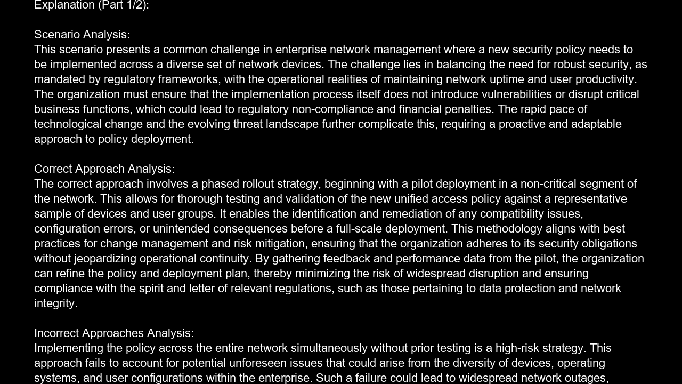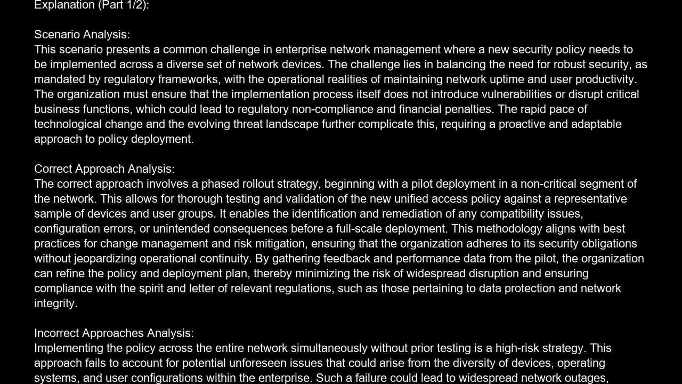This scenario presents a common challenge in enterprise network management, where a new security policy needs to be implemented across a diverse set of network devices. The challenge lies in balancing the need for robust security, as mandated by regulatory frameworks, with the operational realities of maintaining network uptime and user productivity.